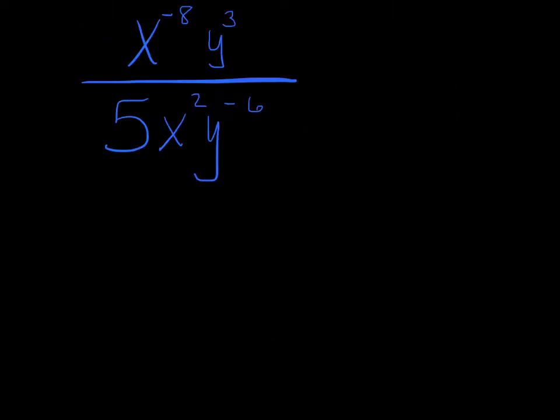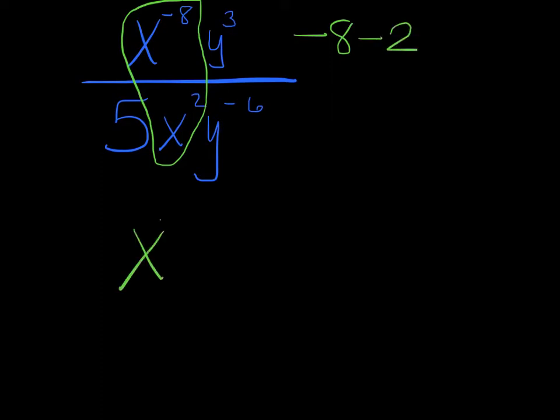I've got x to the negative 8 y cubed divided by 5 x squared y to the negative 6. Why don't you pause it, try it on your own, and then I'll walk you through it. See what you get. So I'll talk you through what's going in my head again. I'm going to start with the x's, and because I'm dividing, I'm going to subtract. And I write it off to the side. It's negative 8 minus 2. So I get x to the negative 10. I'm going to do the same thing with my y's.